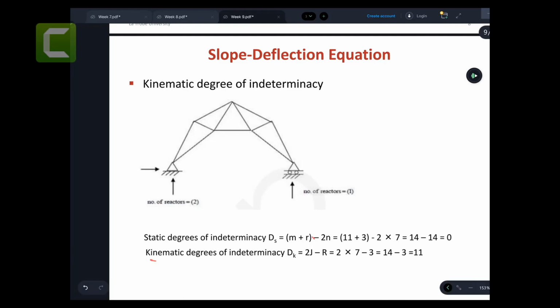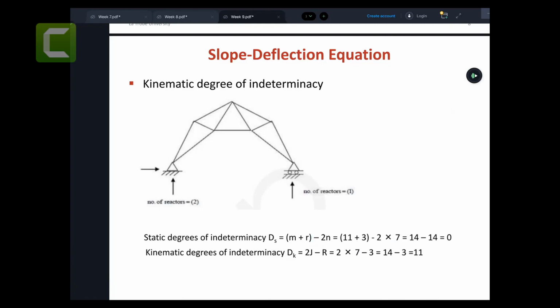But for the kinematic degree of indeterminacy, if you want to calculate, it is 2j minus r, where j is the number of joints. You know how many joints? 7 already. So 2 times 7 is 14, take away 3 is 11. So you have a total of 11 kinematic degrees of indeterminacy. What does this 11 represent? I don't want you to just find it. You just want to feel it.